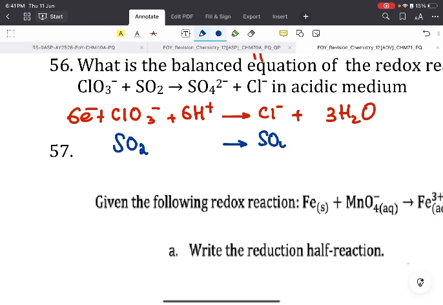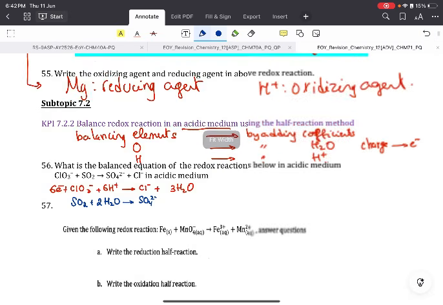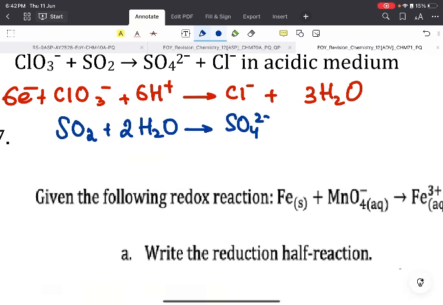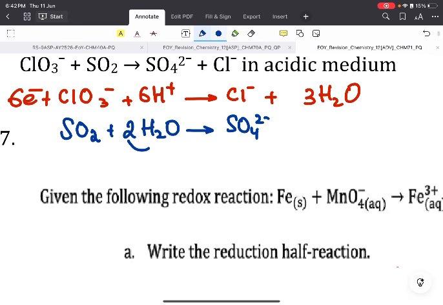SO2, SO4 2 minus. 1S, 1S, balanced. 2O, 4O. I'm missing 2 oxygens on this side. So I'm gonna add 2H2O. As I said, you balance O by adding H2O as much as needed. Now, when we reach hydrogen, don't forget to multiply the hydrogen by the number here. So 2 times 2, that's 4 hydrogen. So I'm gonna add 4 H pluses here.